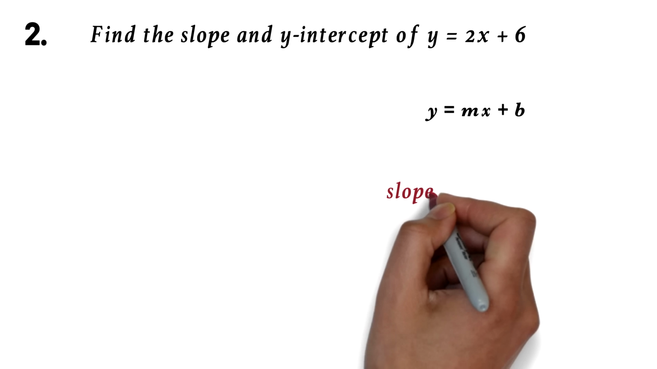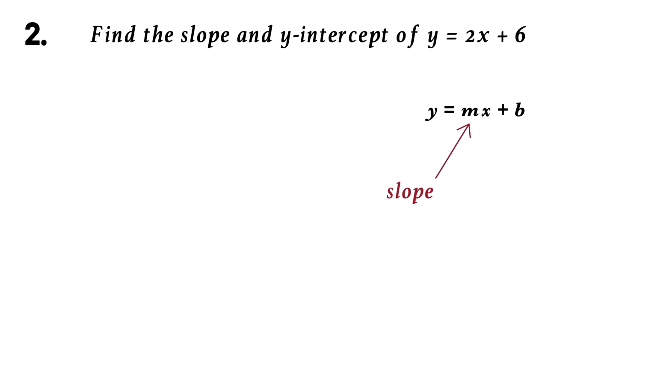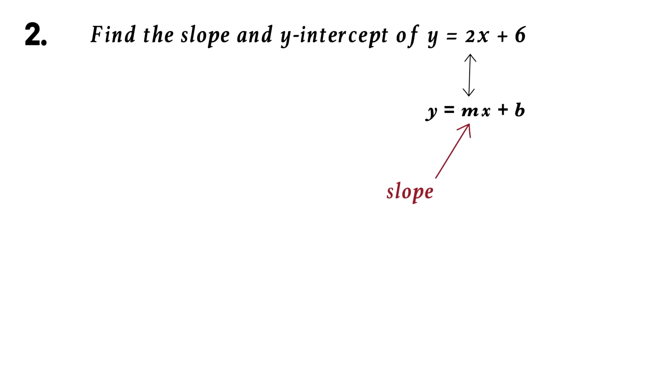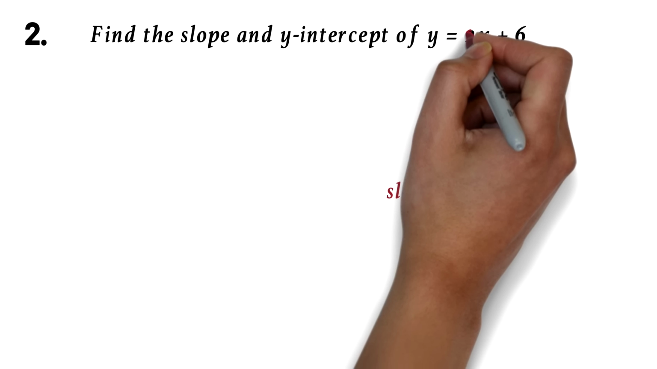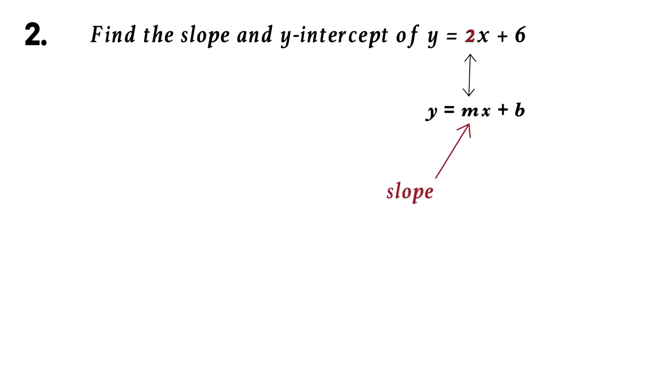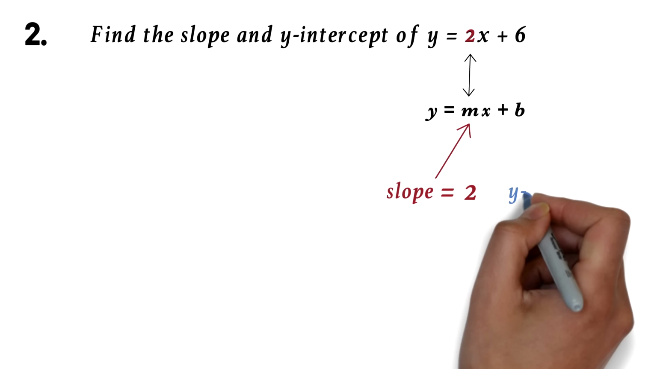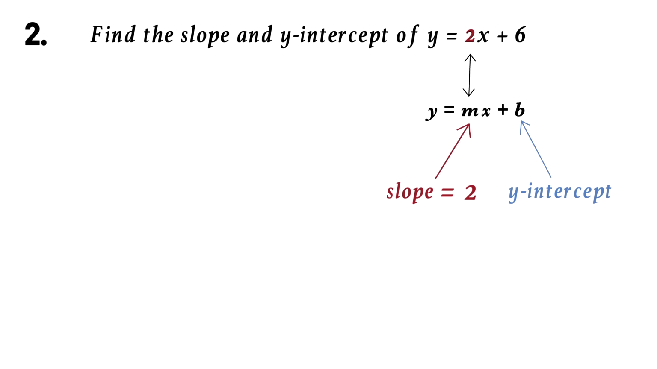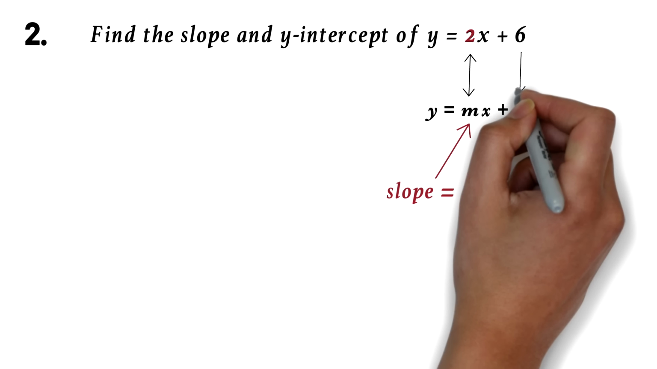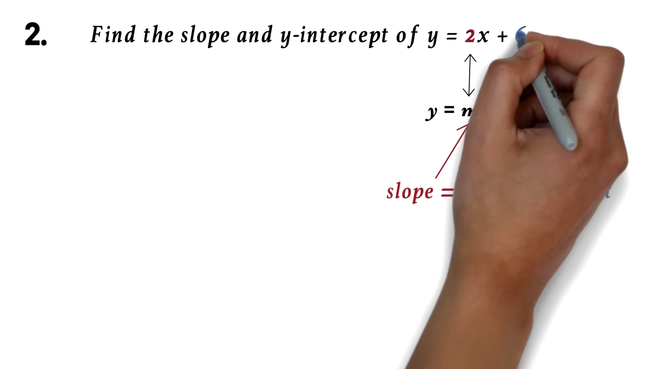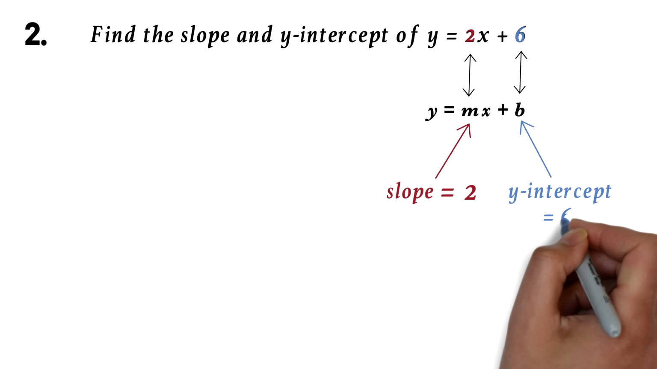In this form, the slope is the m. This is the coefficient of the x, or simply put, what is with the x. So here, the 2, which is the coefficient of the x, is our slope. The y-intercept is the b. This is the constant, or simply put, what is without the x. So here, the 6 will be our y-intercept.